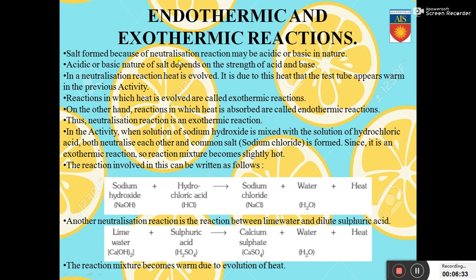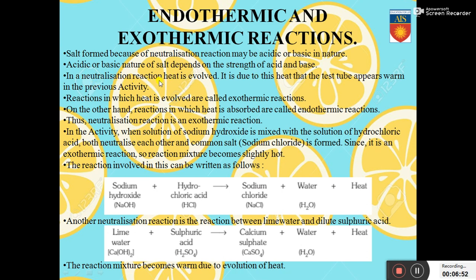Salt formed because of a neutralization reaction may be acidic or basic in nature. The acidic or basic nature of the salt depends on the strength of the acid and base. If the acid is stronger, the salt is acidic. If the base is stronger, the salt is basic in nature.